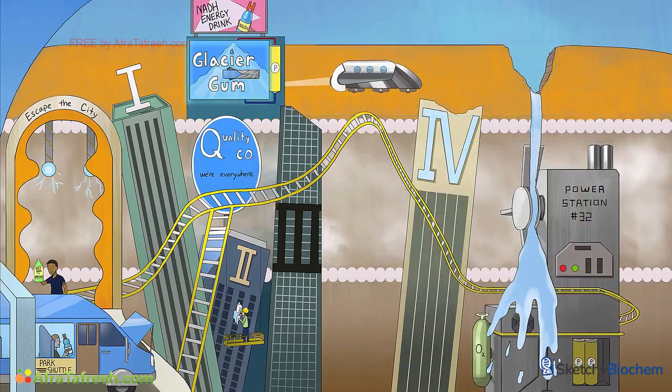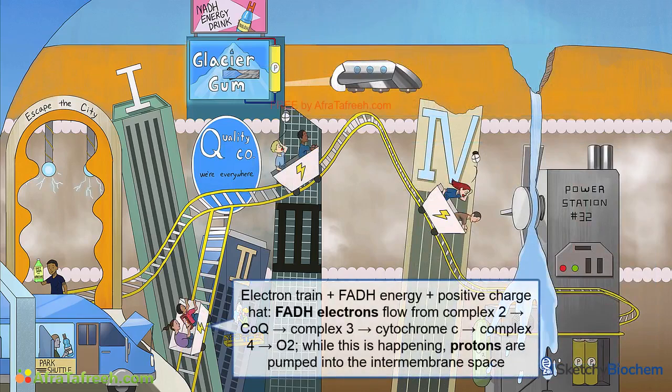All right, let's address how electrons move along the chain. FADH2 electrons move from complex 2 to CoQ to complex 3 to cytochrome C to complex 4 and finally to molecular oxygen. The train with the girl holding an FADH2 bar represents the flow of FADH2 electrons. The train starts at building 2, moves through Quality Co in building 3, then passes under the flying chrome C car through building 4, and finally ends near the O2 tank.